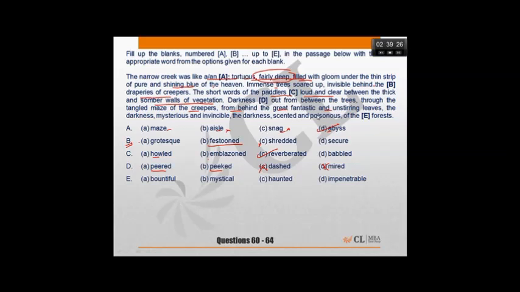Okay. Saying leaves the darkness, mysterious and invisible. The darkness scented and poisonous of the dash forest. Okay, we are talking about mysterious, invincible, the darkness. Okay, so it cannot be bountiful. Mystical could be the one. Haunted, not really. Impenetrable, yes, it could be impenetrable. So let me just look at this one again.